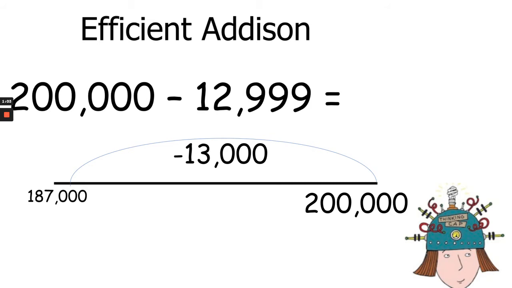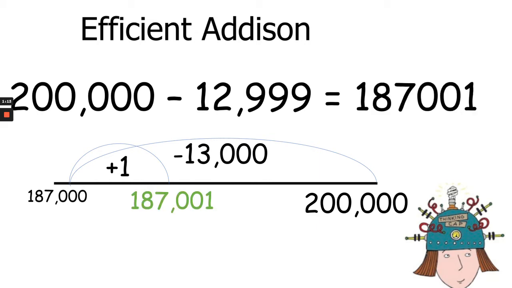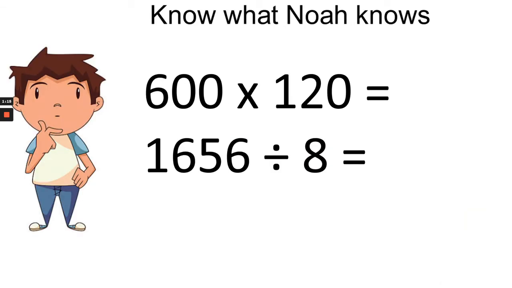I took too much. I need to add one back. It's rounding and adjusting. I'm going to add one on to give me 187,001, and that's your answer. Well done, Year 6. Moving on, knowing what Noah knows.